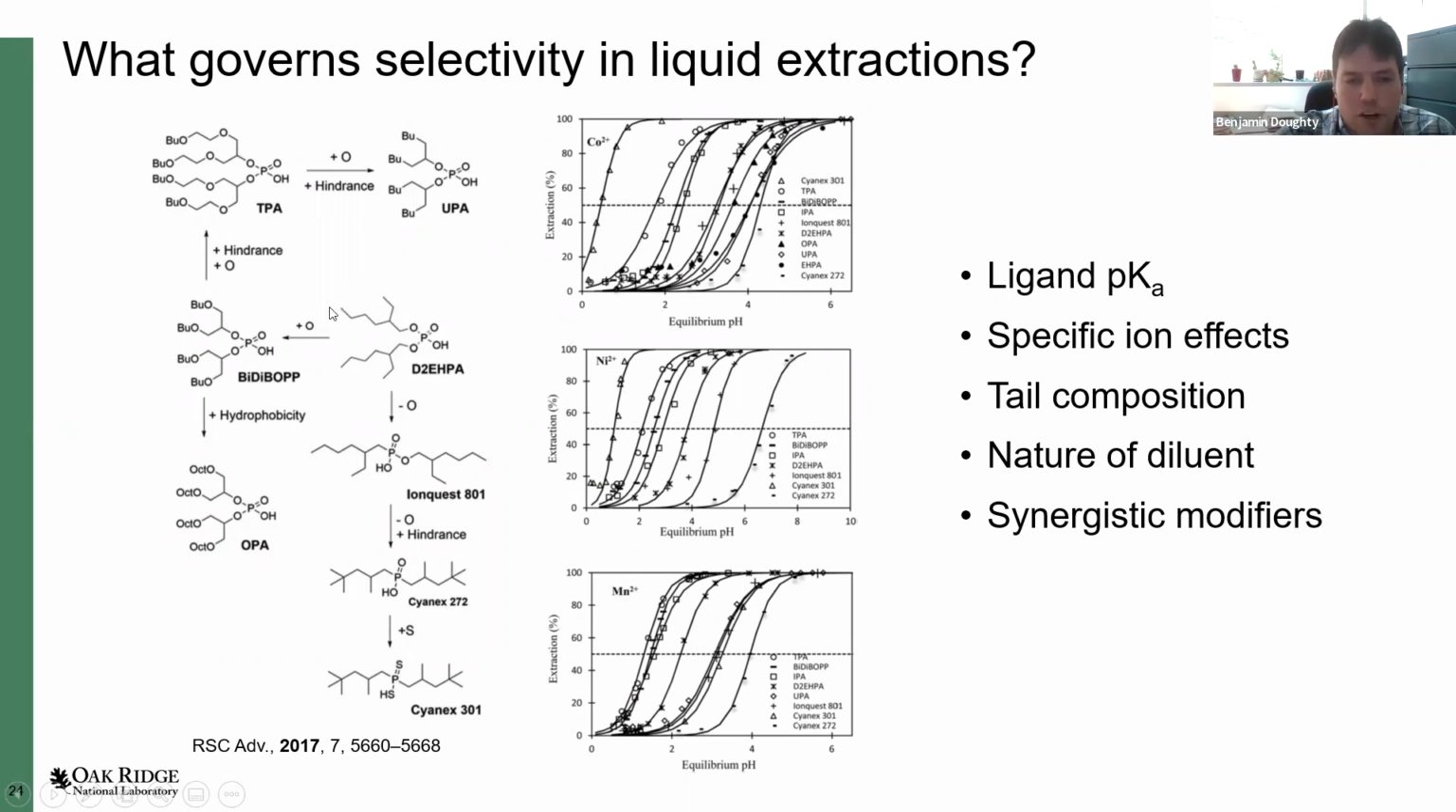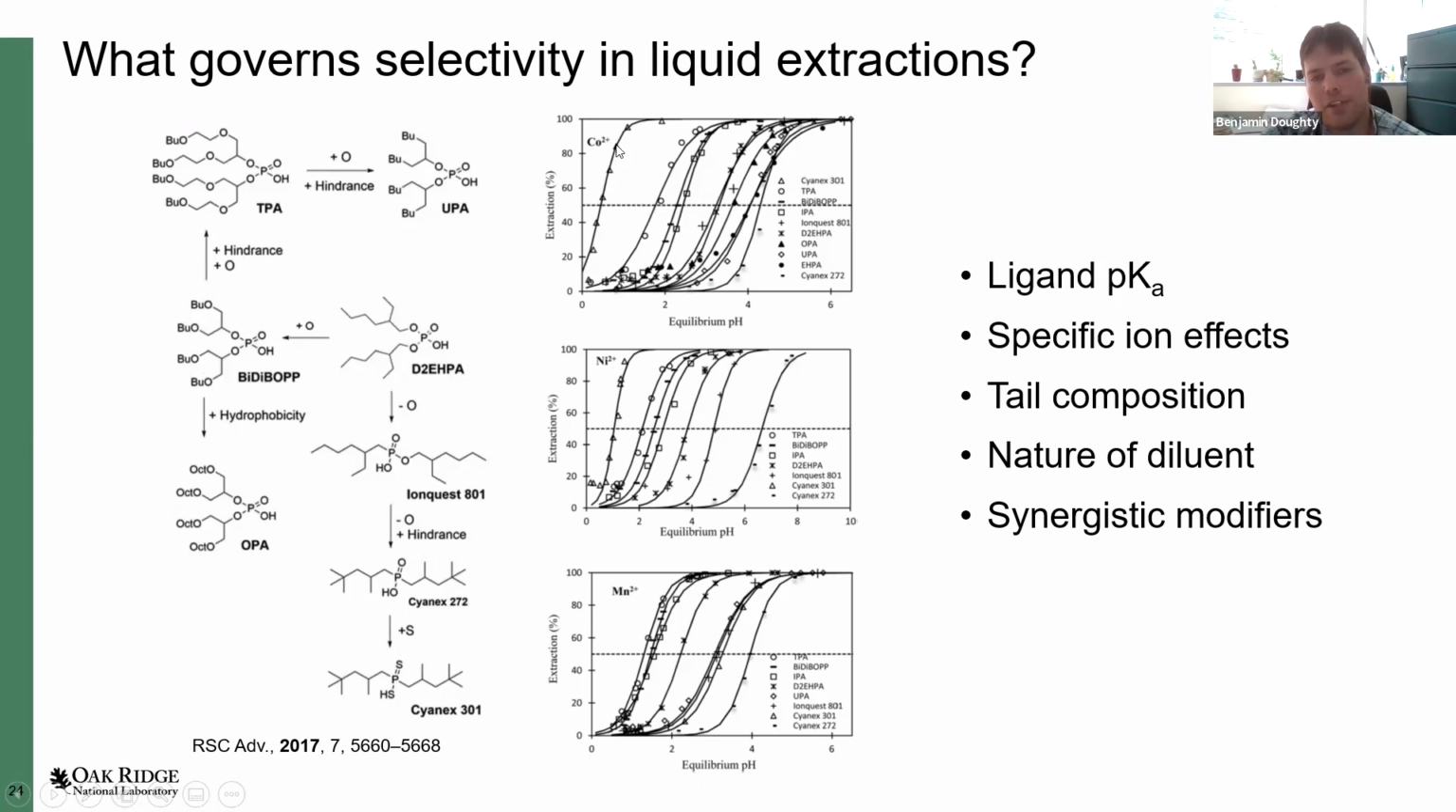Well, you can start with a ligand. It's an amphiphilic ligand. This is D2EHPA. I call it DIPA. Other people call it HDEHP. It's just a ligand, the phosphate group. And you can functionalize it like crazy. You can add on oxygens, branching. You can change the head group.